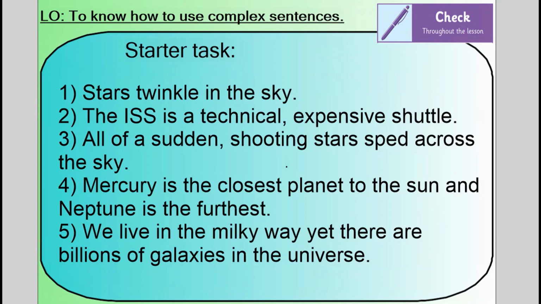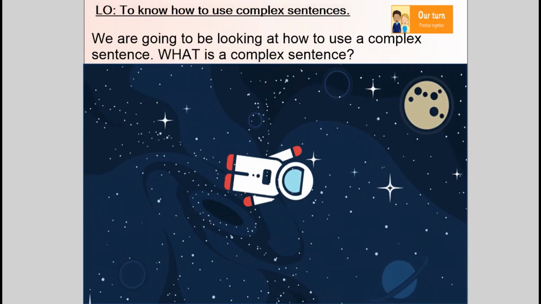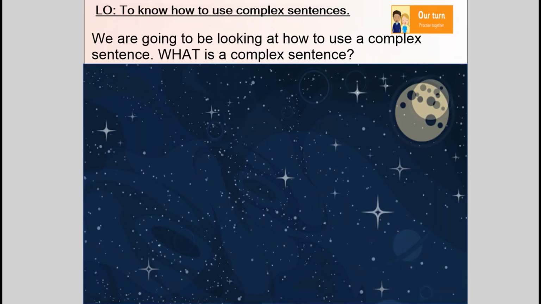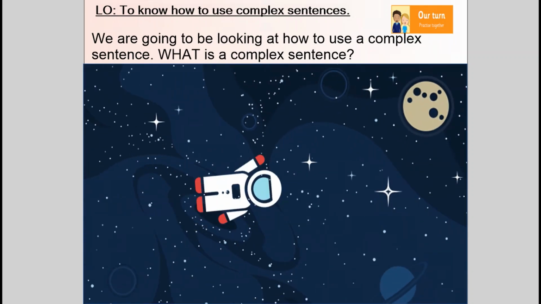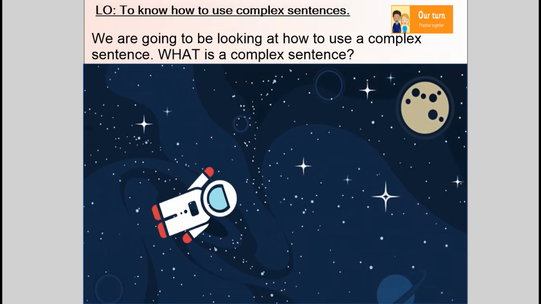Okay, so hopefully you've had a chance to check through those, and now it's time to move on. So today we are going to learn how to use complex sentences, and again, it's to make our writing even more interesting. So today's key vocabulary is complex sentences, subordinating conjunctions, main clause, and subordinating clauses. So we are going to be looking at how to use complex sentences. However, what is a complex sentence? I wonder if you can remember for me. So pause the video here and have a think about that question.